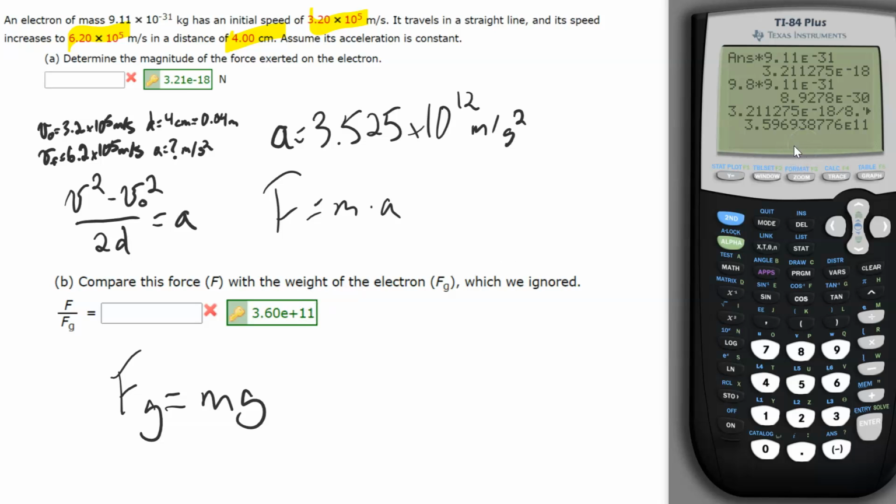So that's how you can do this problem. You'll have to do it differently with your numbers, but good luck with that. Let me know if you've got any questions.